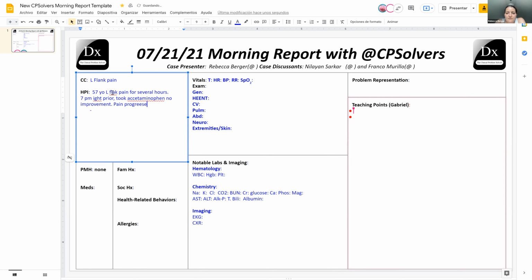He had no fever, no chills, no GI symptoms, nausea, vomiting, diarrhea, no urinary symptoms, including dysuria, no hematuria, and he had never had any similar events like this in the past. And I think I'll pause here.